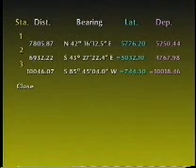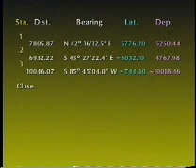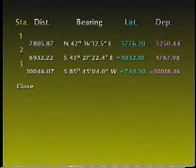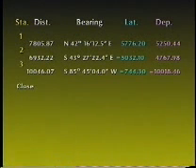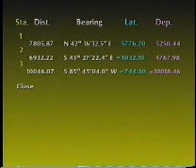In the following example, we have computed the latitudes and departures of our traverse. We observe that the sine and cosine functions of the bearings have given the latitudes and departures a plus or minus value.